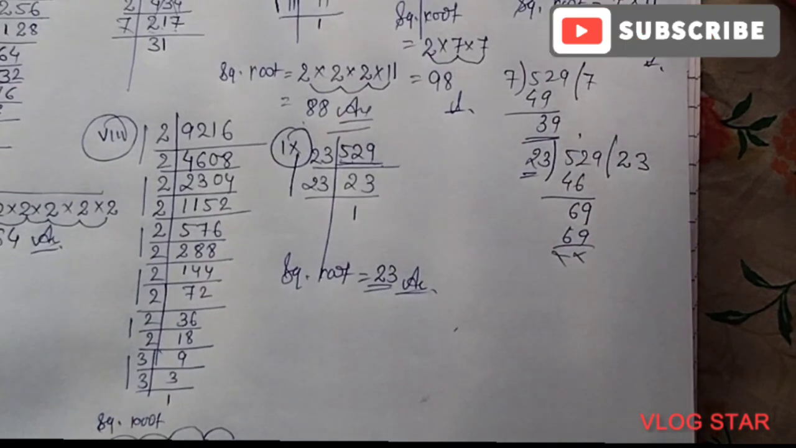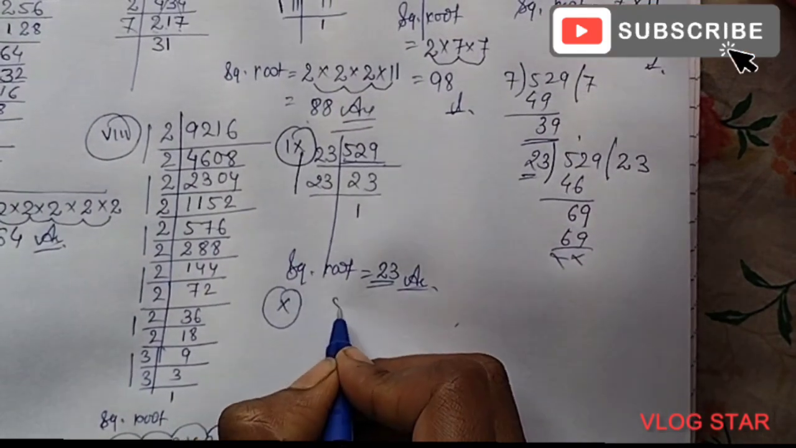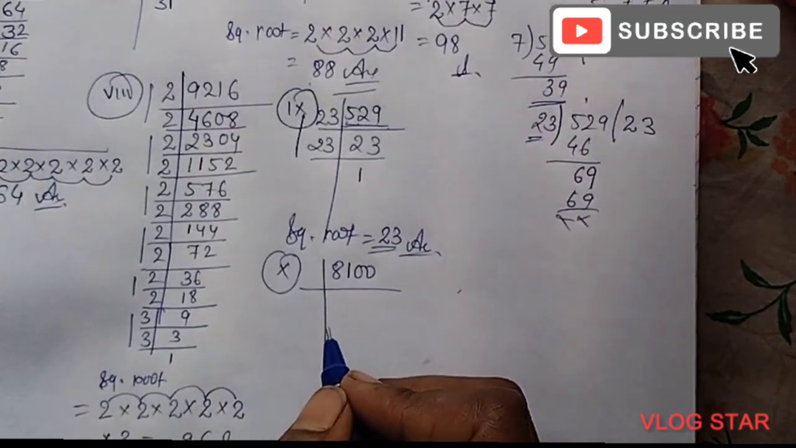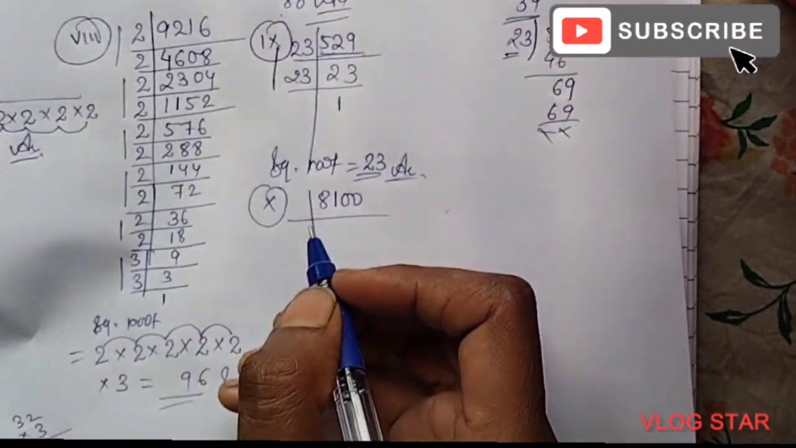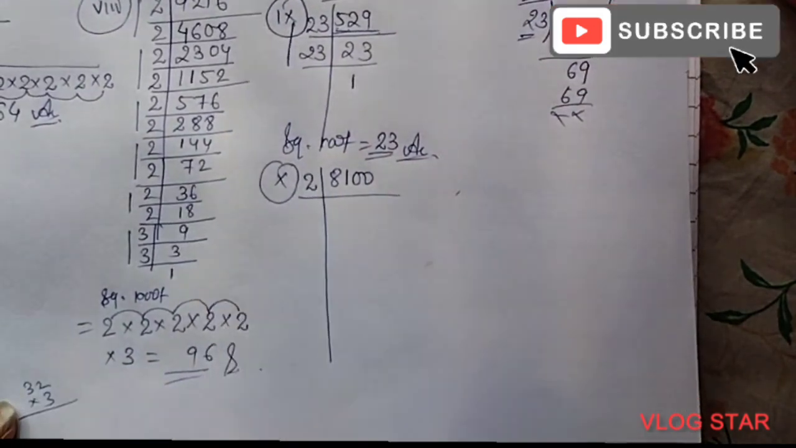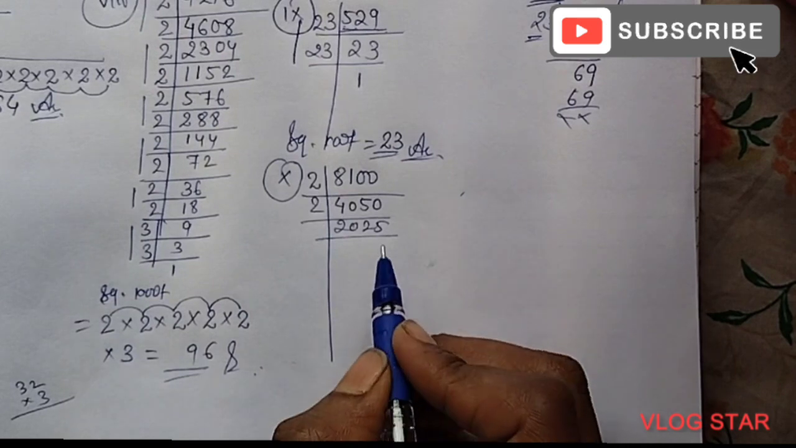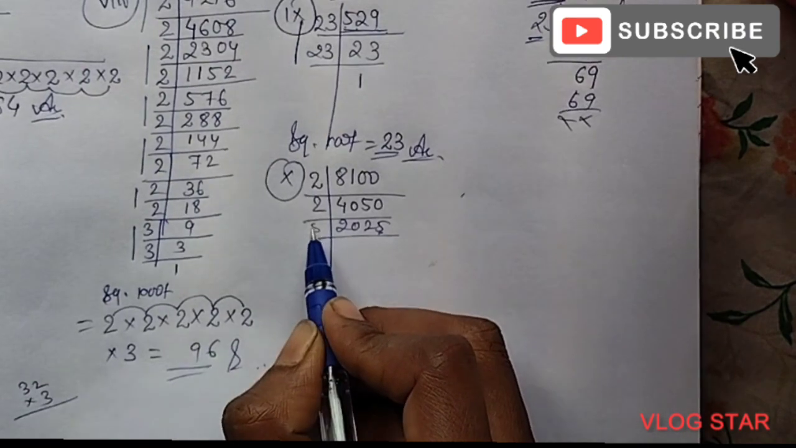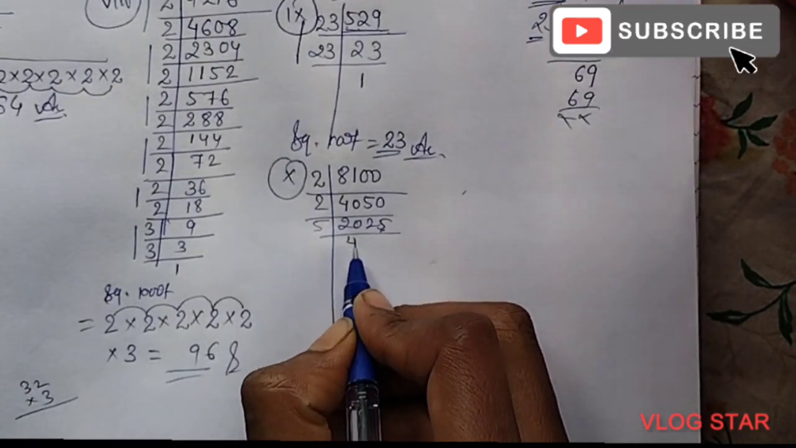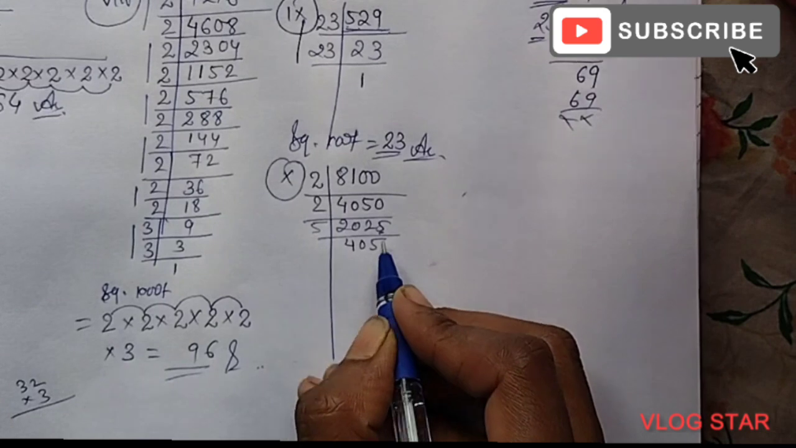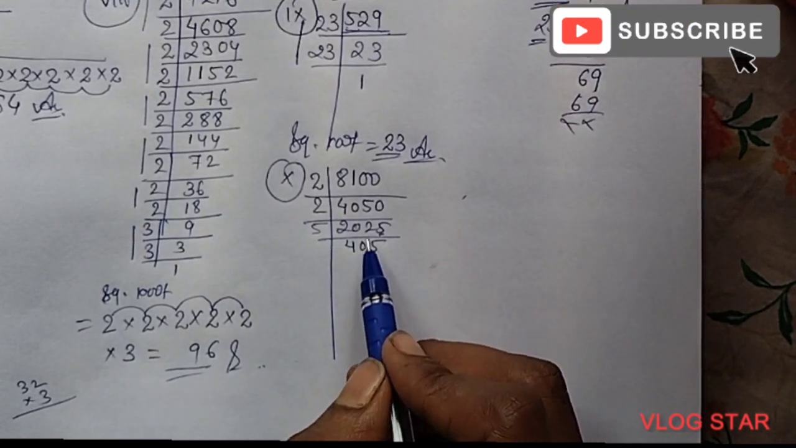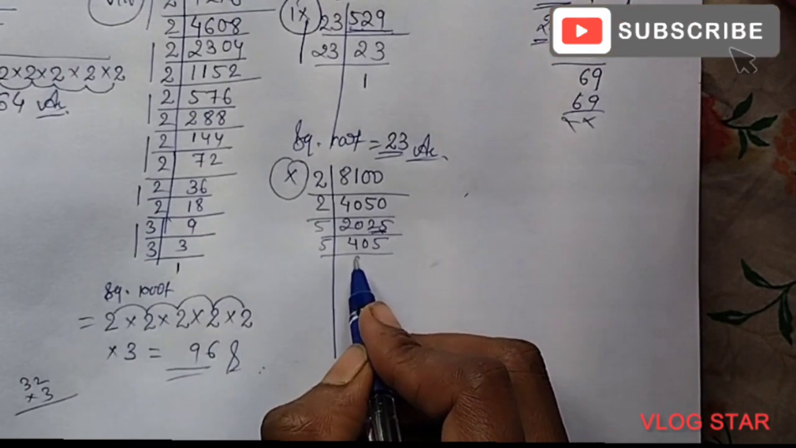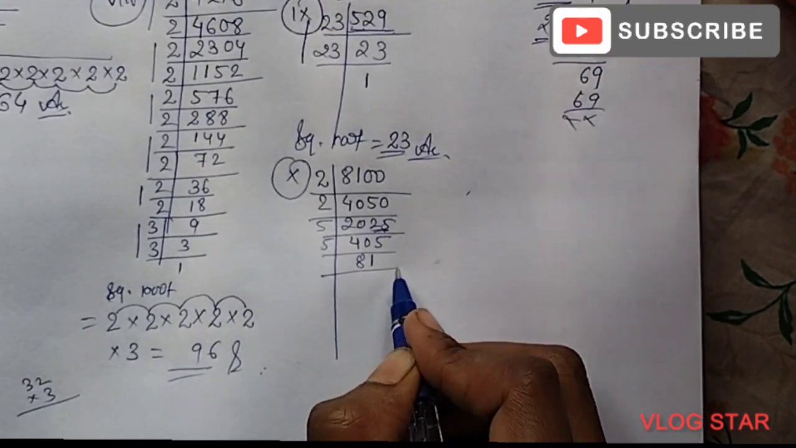Okay, next for question number 10, find the square root of 8100. So this number will be divided by 2. Okay, after dividing you see there is a 5 in the unit place, so next divide with 5. 5 4s are 20 and 5 5s are 25. Here I take 0 because I am taking 2 numbers, that's why. 5 8s are 40, 5 1s are 5.